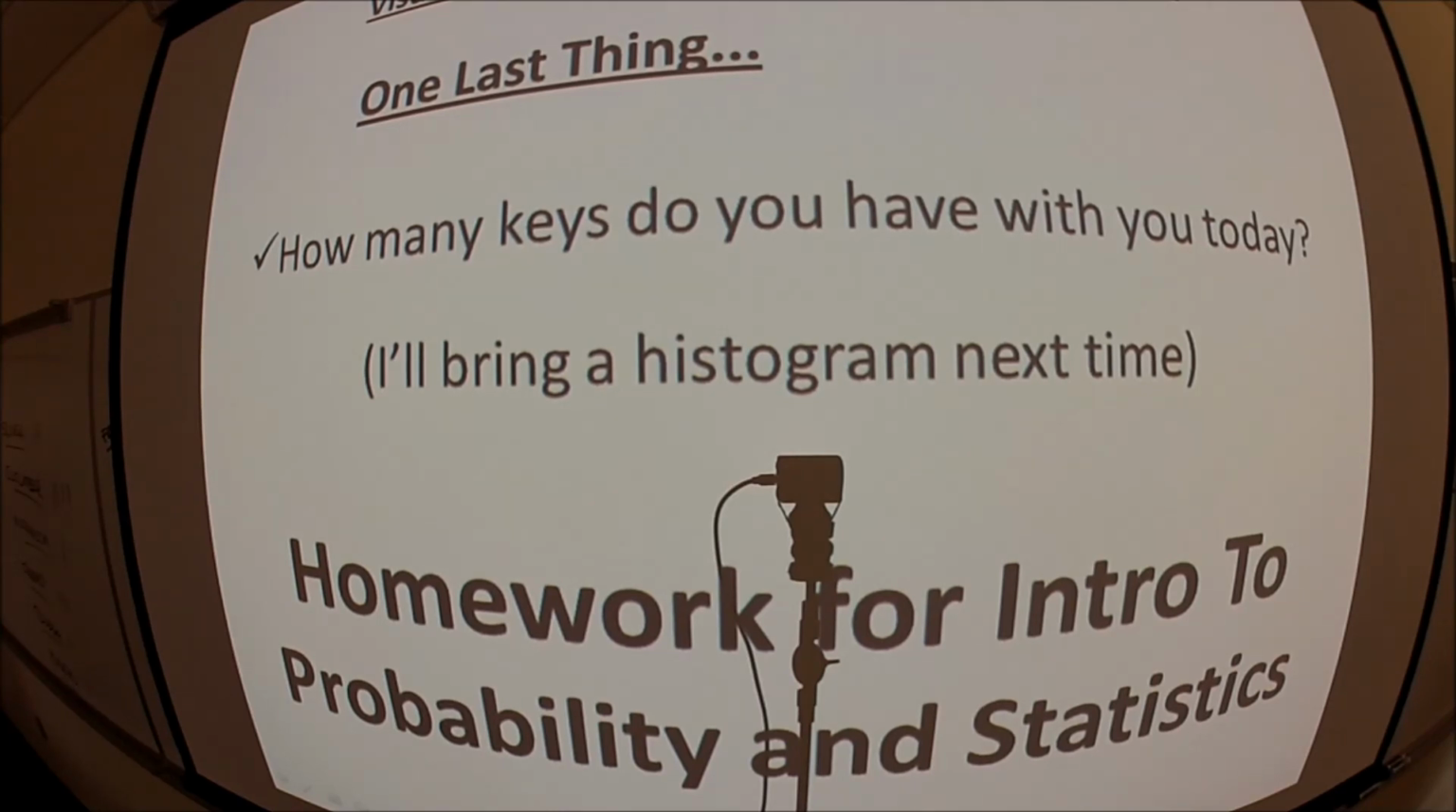How many keys do you guys have on your person? Does anybody have no keys at all with them today? Anybody have no keys at all? Just keys, or other things? Let's define a key.